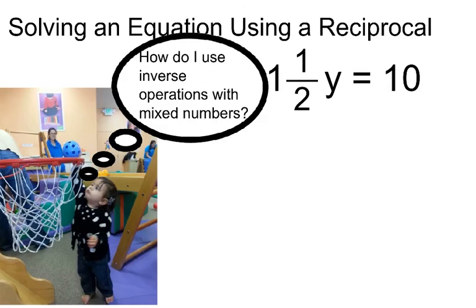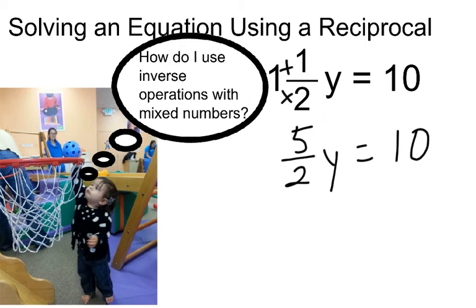Let's try one more. How do I use inverse operation with mixed numbers? Well, 1 and 1/2 times y is equal to 10. Well, we remember that we can change this into something a little bit easier, such as an improper fraction. 2 times 2 is 4, plus 1 is 5. So we have 5/2 of y equals 10. Now I have a problem that I can solve a little bit easier. So, what's my reciprocal of 5/2?